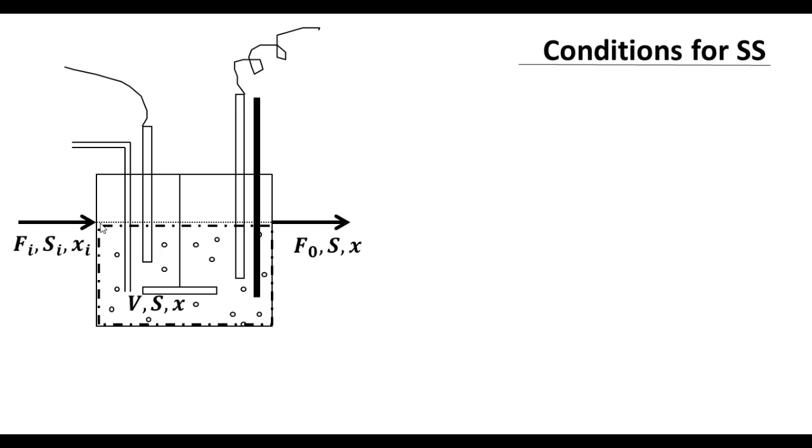This is the same chemostat as was shown earlier. The inlet is at Fi, Si, Xi, usually Xi is 0, and the outlet is at Fo, the volumetric flow rate. S and X are the substrate and cell concentrations respectively. Here the volume of the broth is V, which is also the system that we have chosen, indicated by these dotted and dashed lines, and S and X are the same as in the outlet. System as shown.